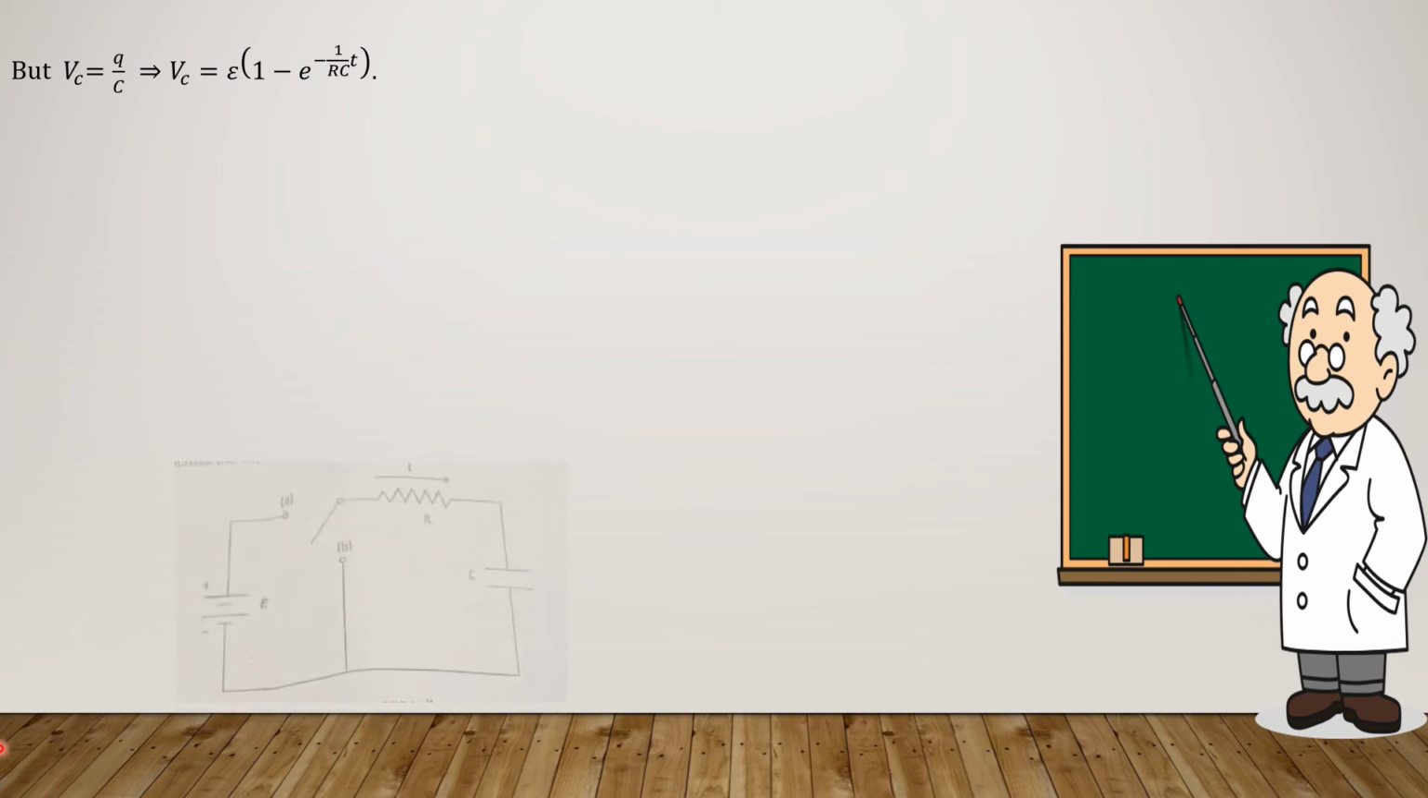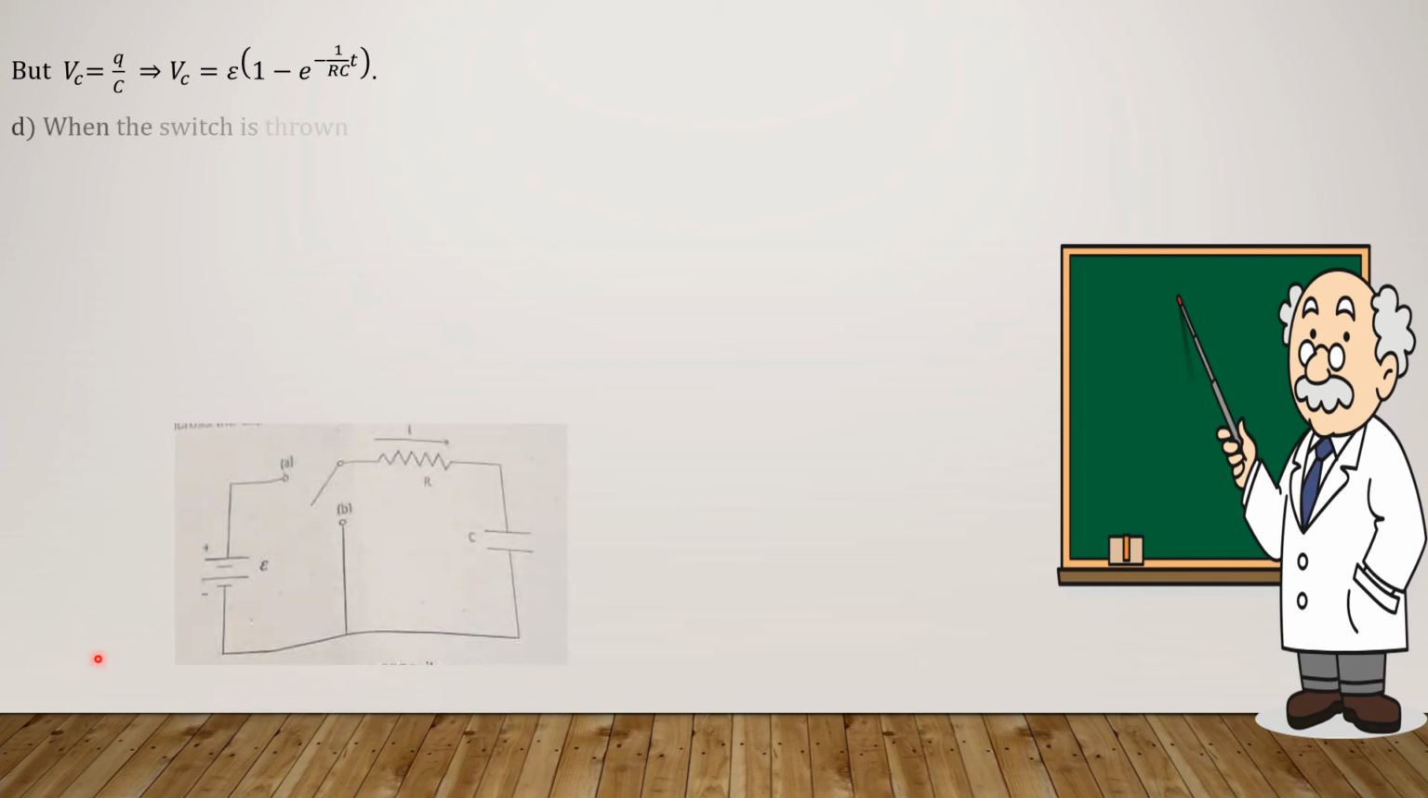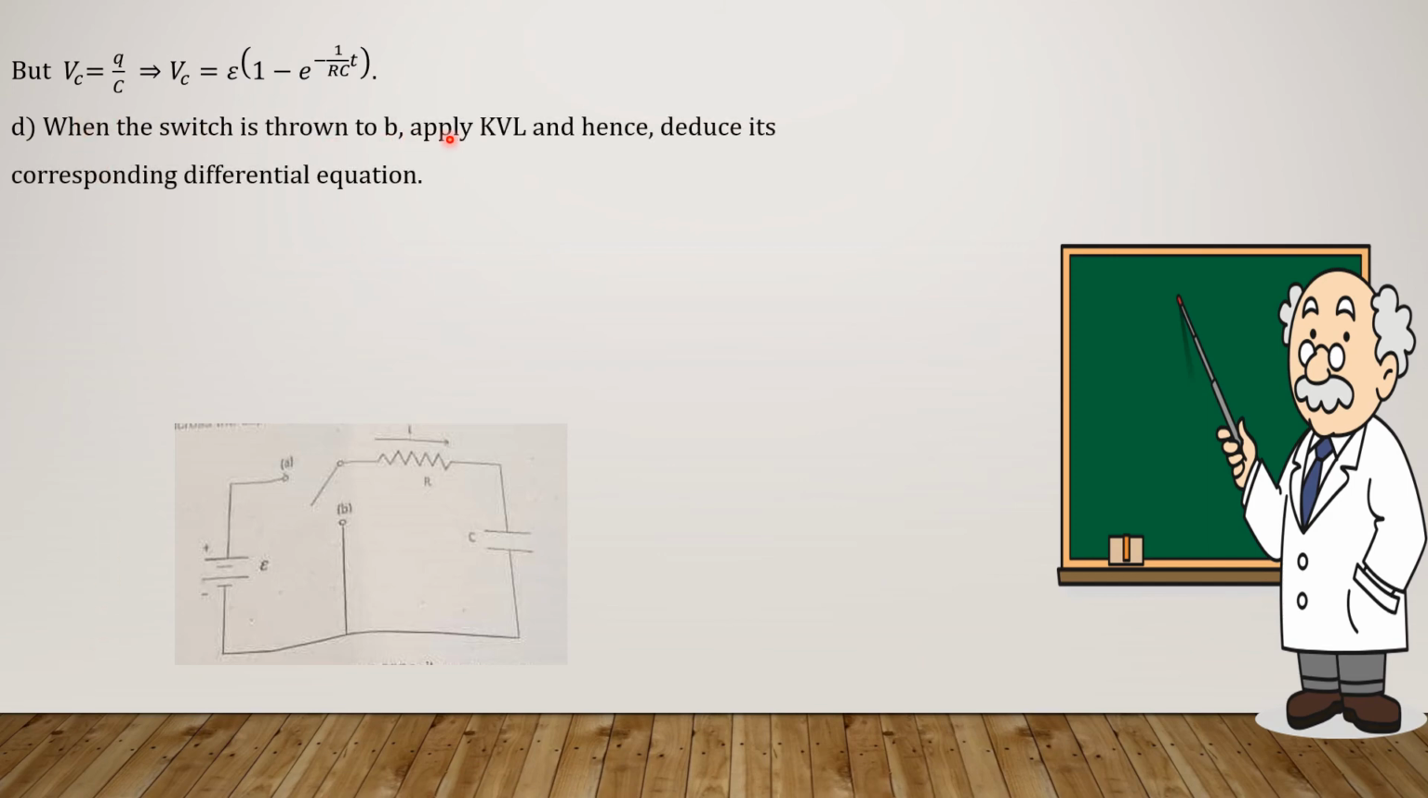Okay, let's look at the D part of the question. The D part says when the switch is thrown to B, apply Kirchhoff's voltage law and hence deduce its corresponding differential equation. So if the switch is thrown to B, then we have short circuited E. We are now left with this loop, and in this loop the capacitor discharges. If we apply Kirchhoff's voltage law, this capacitor now serves like our EMF in this case. Let me put it that way. So it discharges through the resistor. Hence, the voltage drop across the capacitor should be equal to the voltage drop across the resistor.